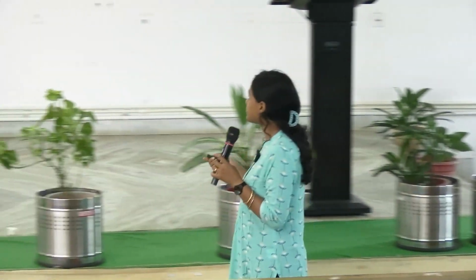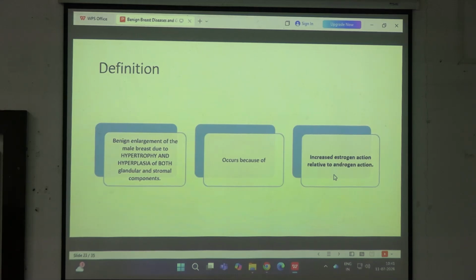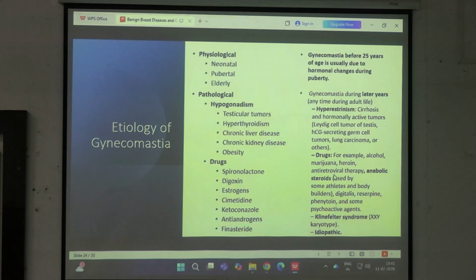Coming to the next topic, gynecomastia. It is defined as a benign enlargement that generally occurs due to increased estrogen relative to androgen secretion. When there is increased estrogen action or reduced androgen action, or both, it will lead to increased proliferation, that is hypertrophy and hyperplasia, and that will lead to gynecomastia. Coming to the etiology, it can be physiological and pathological.